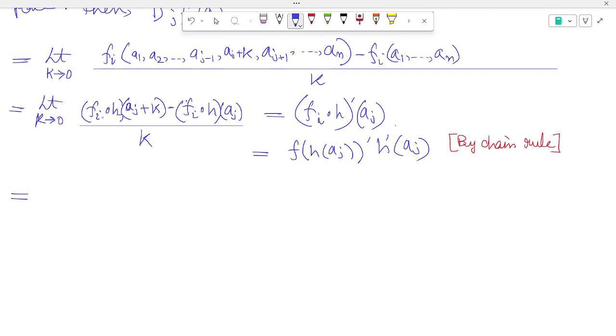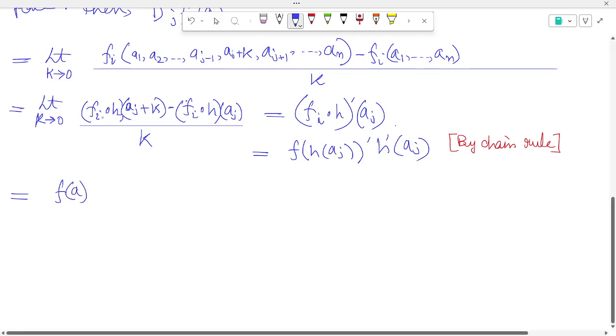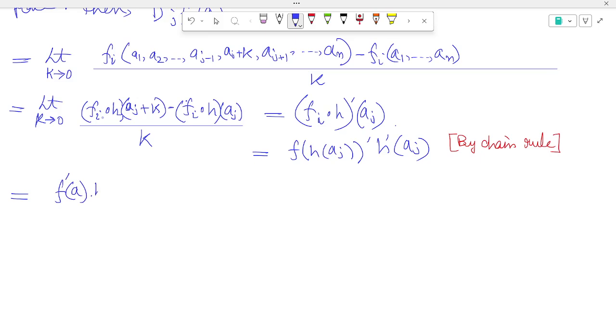But what is this? f of h a_j, that means f dash at a, because h of a_j is a, into h dash. This k looks weird, I mean, this is the same k. Fine. Now, this is a Jacobian matrix. This is also a Jacobian matrix.